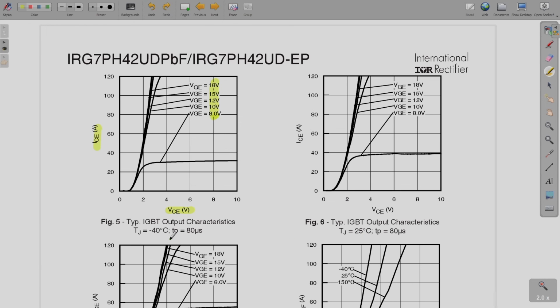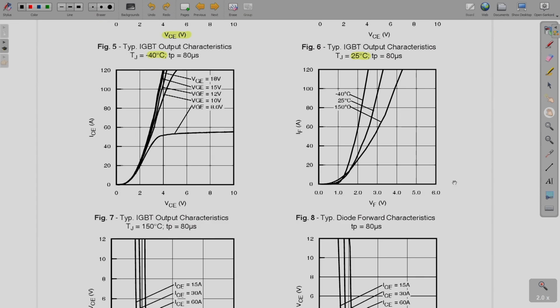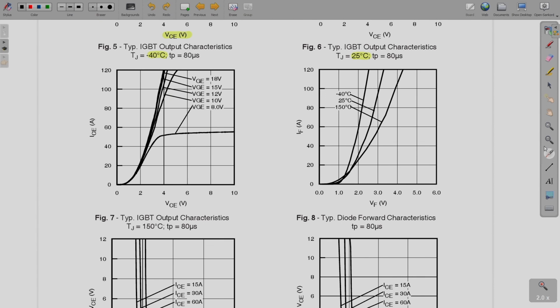Then further this is given for minus 40 degrees C. So, this same is given for 25 degrees C, because this output characteristic changes with your temperature. Then further the same output characteristics is provided for 150 degrees C. Then this diode forward characteristics, your diode current versus your forward voltage drop across the diode for different temperatures, that is also given by the manufacturer.